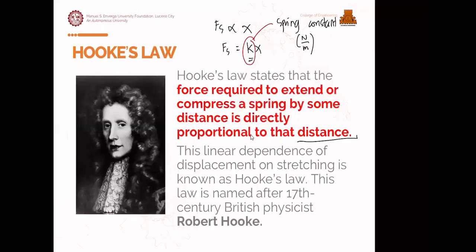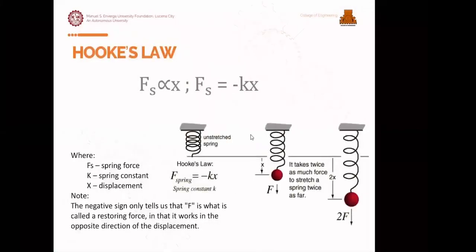Okay? So to formally present your equation, same lang naman to. So yung directionality natin, Fs is directly proportional doon sa x. Yung Fs is equals to negative k times x. So as you can see, the negative sign is present here.